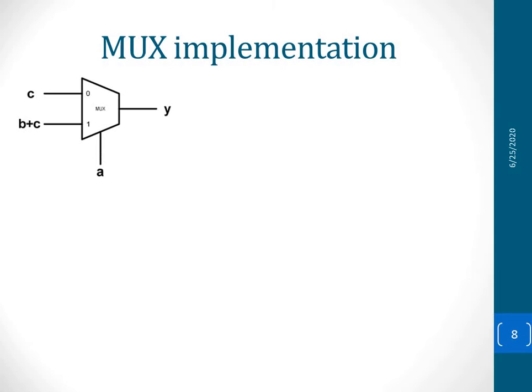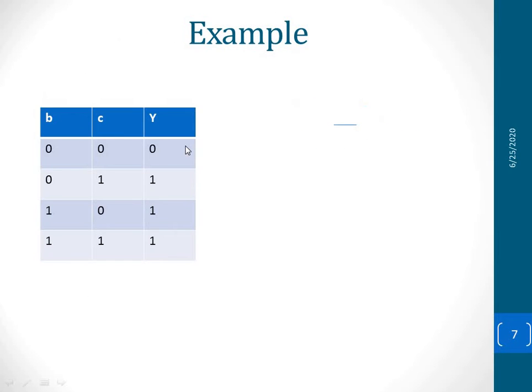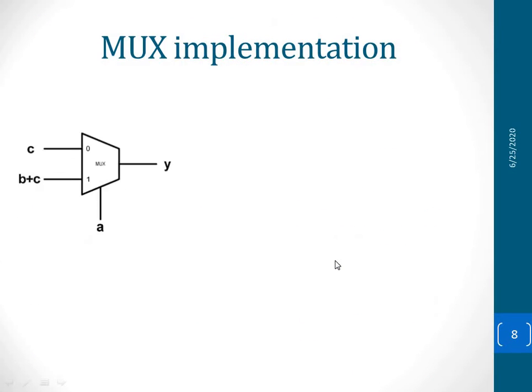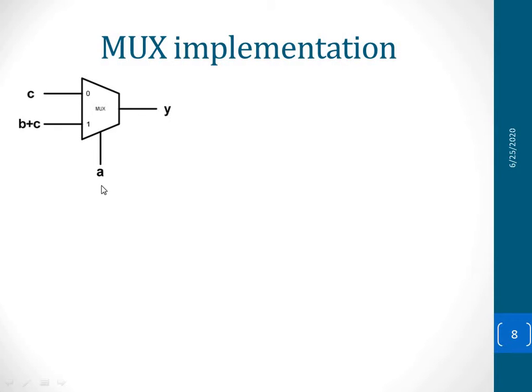So how do we implement it now? Now y, when a is 0, is a bar into c plus a into b plus c. This is the function we had, right? That is the mux property: when a is 0, it follows c, and when a is 1, it follows b plus c. So it is a bar into c plus a into b plus c. This is the actual mux.